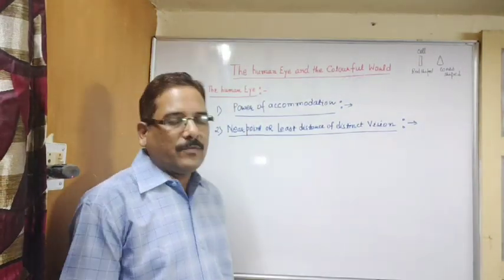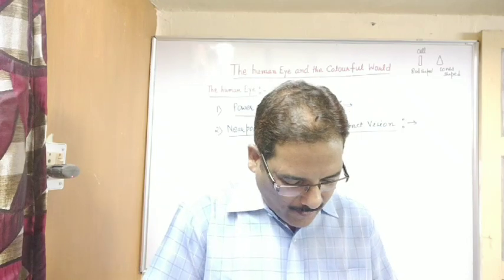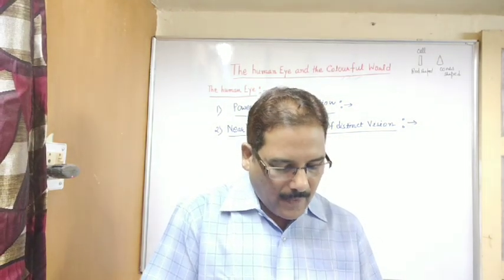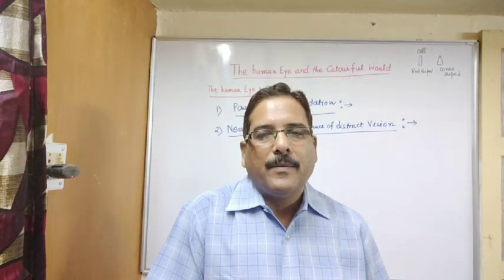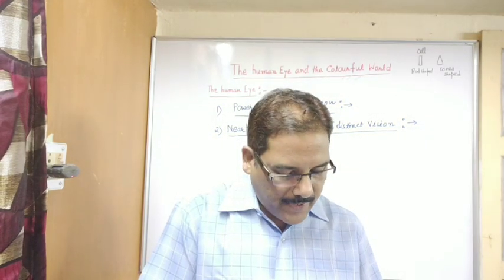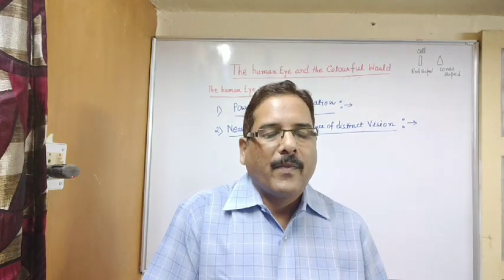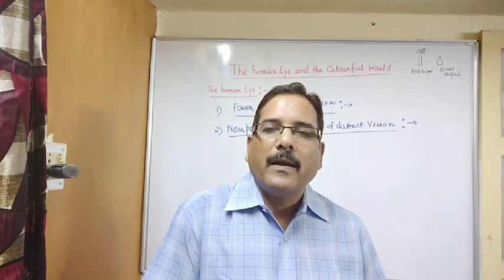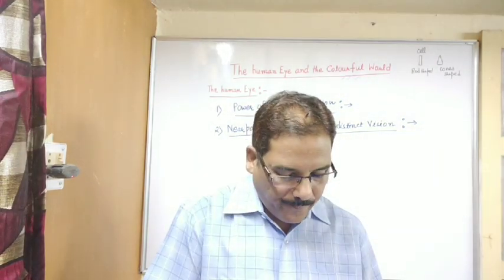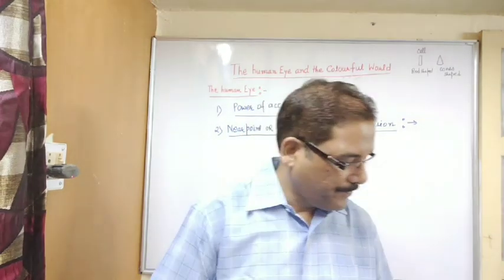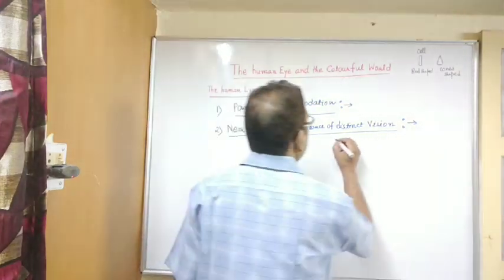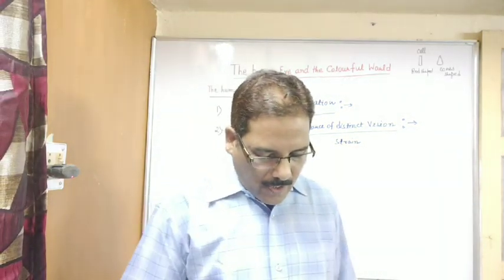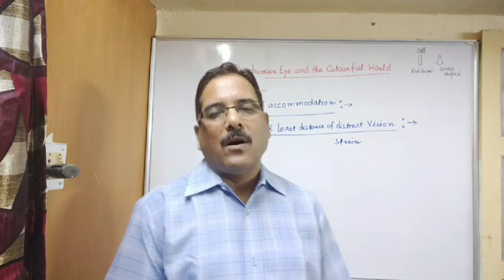So write a definition for it. Write: the minimum distance at which an object can be seen most clearly without strain is called the least distance of distinct vision.